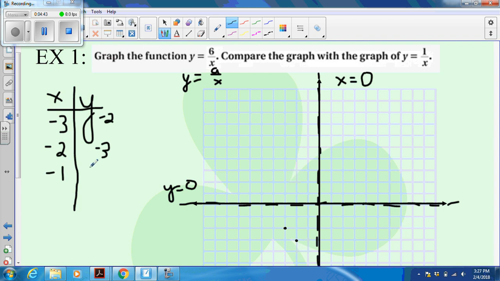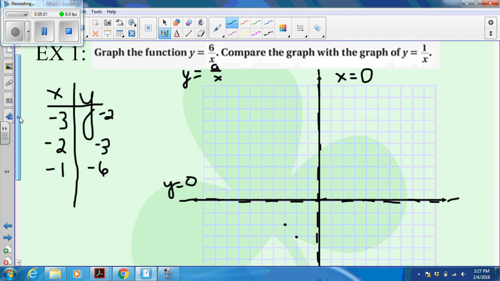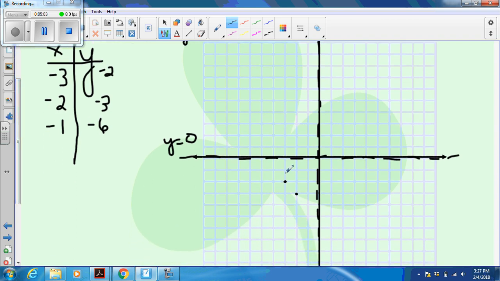-1 should give us, because if we do 6 divided by -1, we get -6. Now I'm just using these x values because they go into 6 evenly. If you wanted to start at -6, you could have done that as well. So let's go to -1, -6. I'm going to scroll down here. So I go over -1, down 1, 2, 3, 4, 5, 6.